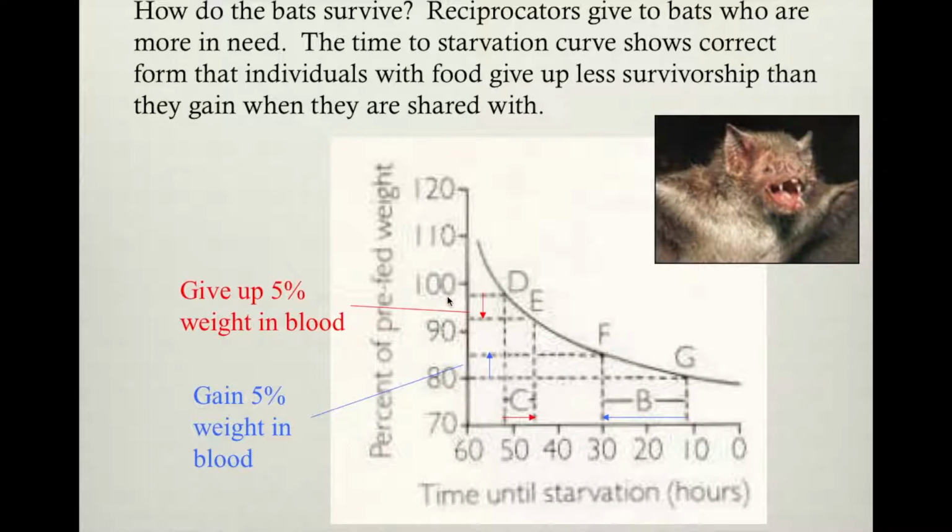The value that recently fed bats are giving up is very, very small, only about 5 hours of their lifetime, basically 5 hours of additional survival time. So individuals who have recently fed give up less survivorship than they will gain when they are shared with, because bats have these unequal kinds of returns, these return rates that have a high degree of variance. So bats are constantly changing positions along this curve to where sometimes they're in need, sometimes they are not.